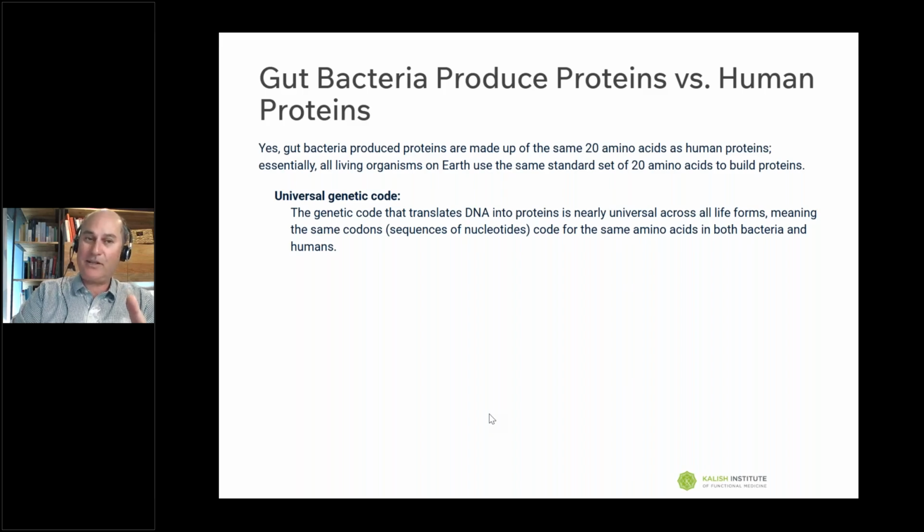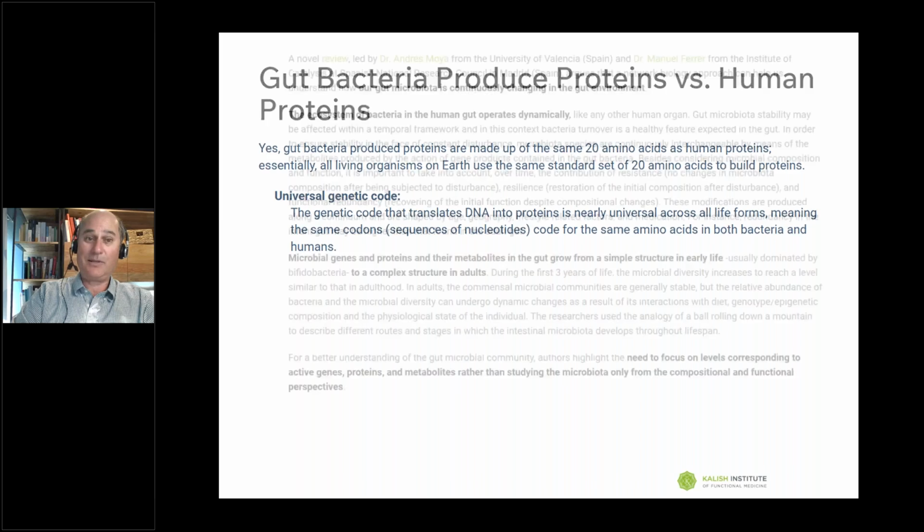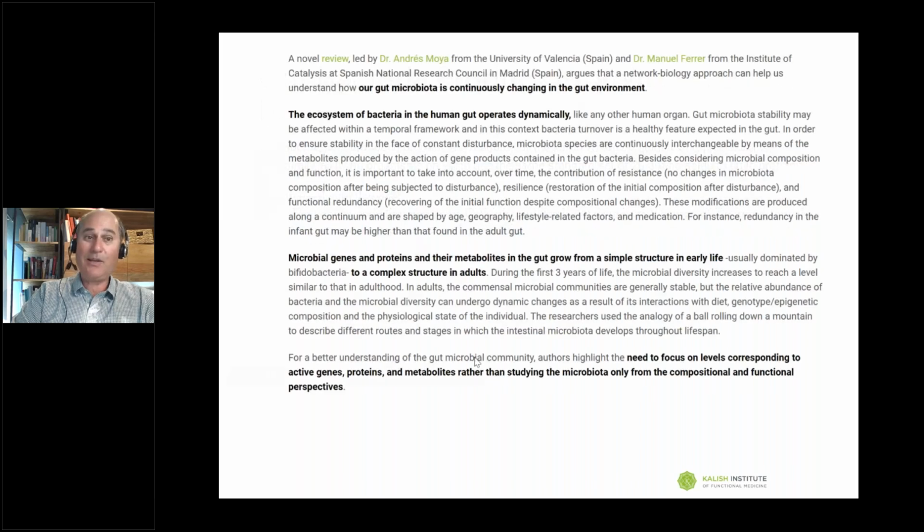And there's one message for today, right? Which is that when you have H. pylori, it may decrease your ability to digest dietary protein. Now, what's kind of interesting is that your gut bacteria also produce proteins. Who would have thought that that's even possible? Yeah, they do. They have their own little thing going on here.